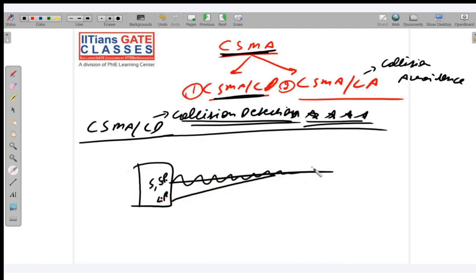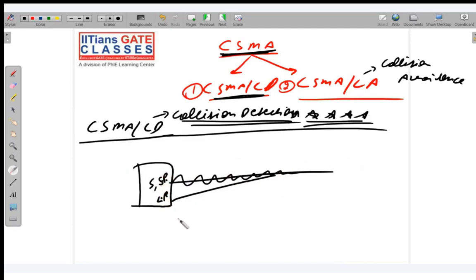If collision is detected, it will immediately stop sending data, and so on. We will talk about it later, but the basic thing is that in CSMA CD, do not think that the station will send data and then wait for collision. No, it is not like that. Simultaneously it is doing both tasks. That means it is sending data and it is listening for collision also. So each station has two ports, a sending port and a listening port.